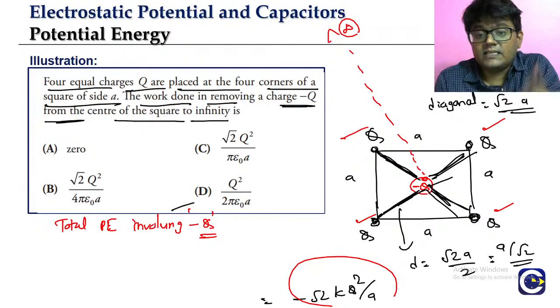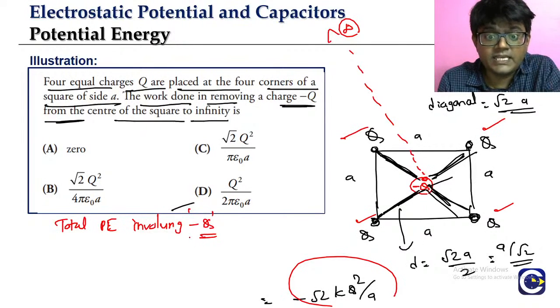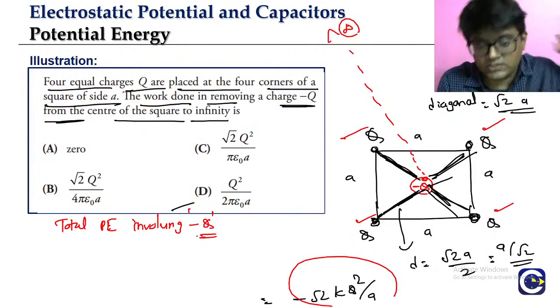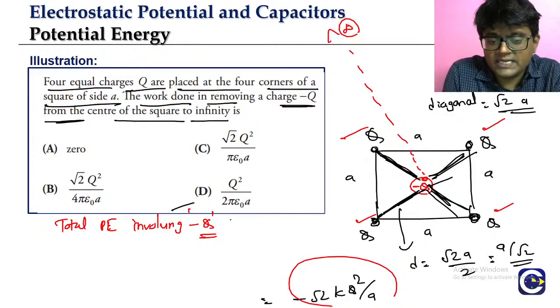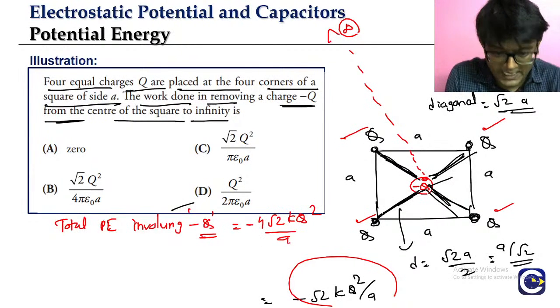We are only considering the terms, எதனால? Because only the எந்தெந்த potential energy terms இந்த minus q வருதோ அந்த values மட்டும் change ஆகும். Remaining potential energy terms will not change. அதனால we are only considering the potential energies involving minus q. So total potential energy involving minus q initially is 4 times this, means minus 4 √2 kq square by a.